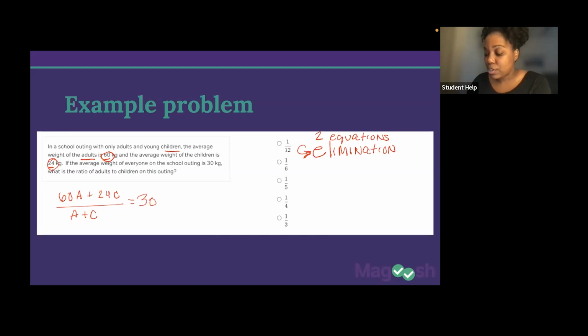Okay, the very first thing I want to do is get it to where I don't have a denominator. So I'm going to multiply both sides by A plus C, and that allows me to eliminate it. So now I have 60A plus 24C equals 30A plus 30C, right? Okay. I'm going to change my pen color.